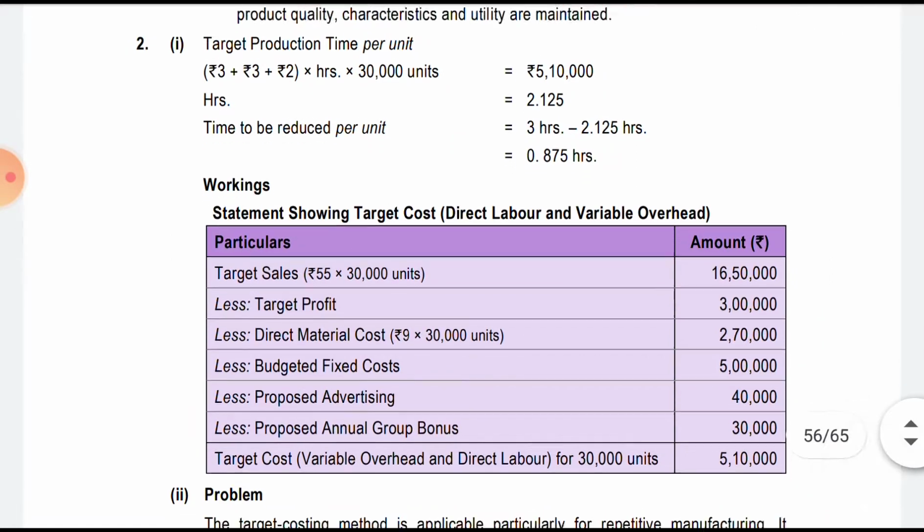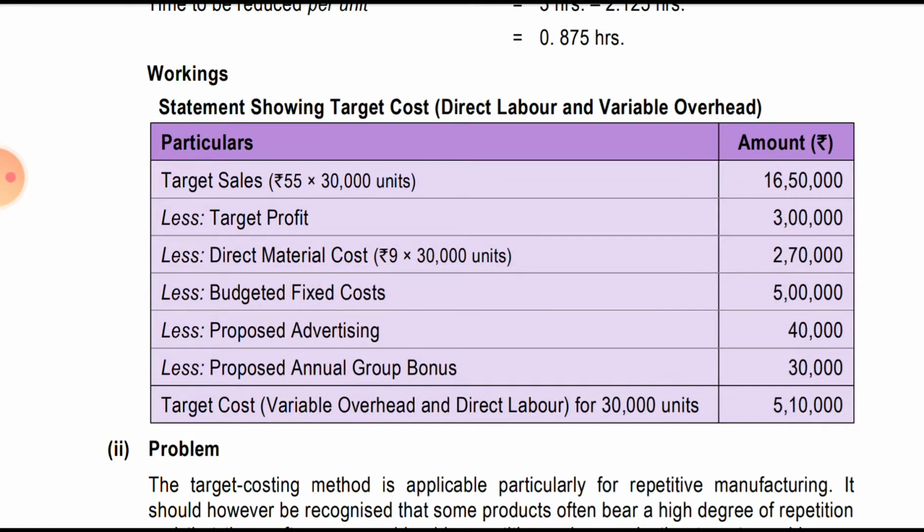See, first we'll go through the working note. 6,50,000 sale, 55 into 30,000, less target profit 3,00,000, less direct material, which is 9 into 30,000. Budgeted fixed cost 5 lakh plus proposed advertisement 40,000, and the annual group bonus, as I said, that 30,000 we have to also deduct. So in the calculation all these things will be deducted except the variable and the direct labor, which we consider as the primary cost basically. So that will be equal to 5,10,000 for 30,000 units.